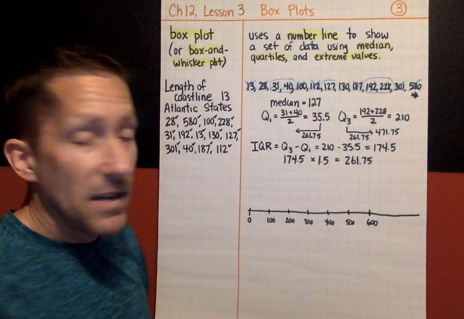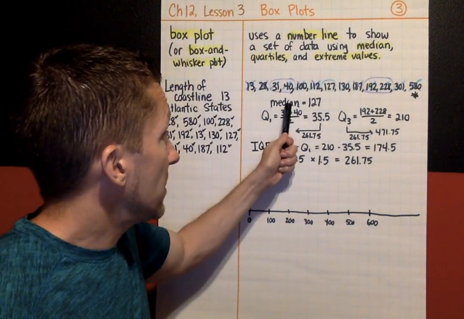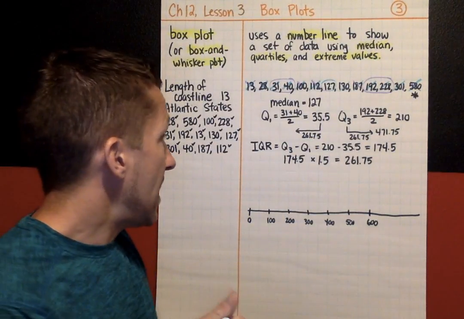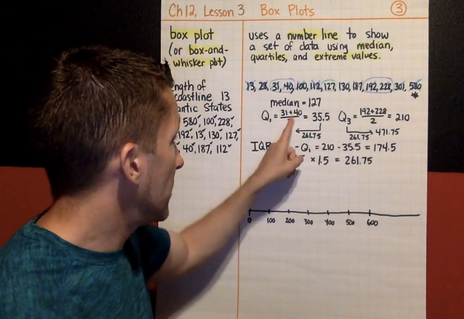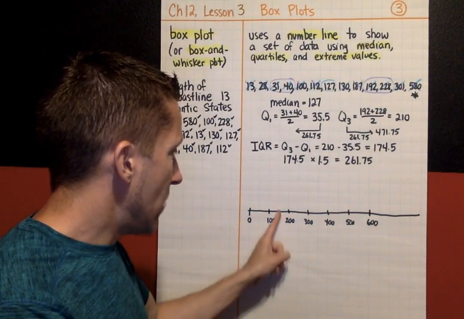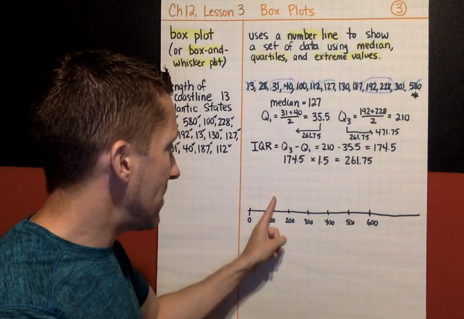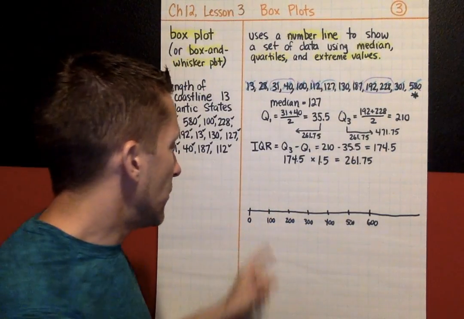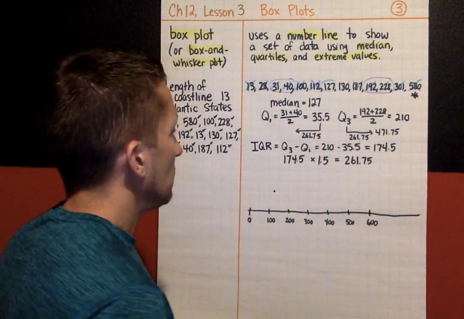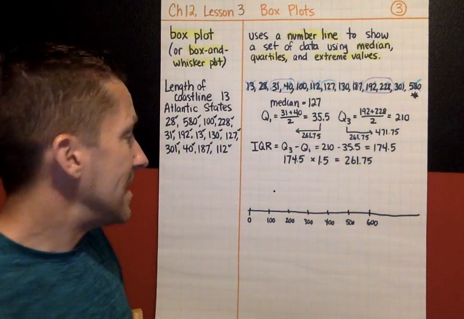Alright, so here's how you make a box plot. This part is new. The first thing we're going to put on there is a dot where the median is. I kind of have to estimate where that goes. 127, this is 100, this is 200. Right in the middle would be 150. Right in the middle of these 2 lines would be 125. So really close to the middle between those 2 lines would be 127. Okay, so that is the median.